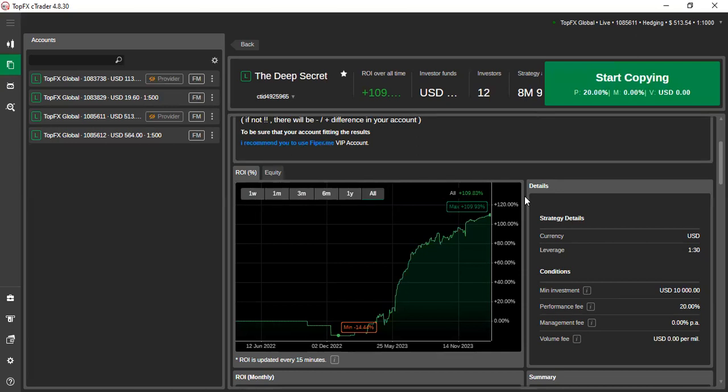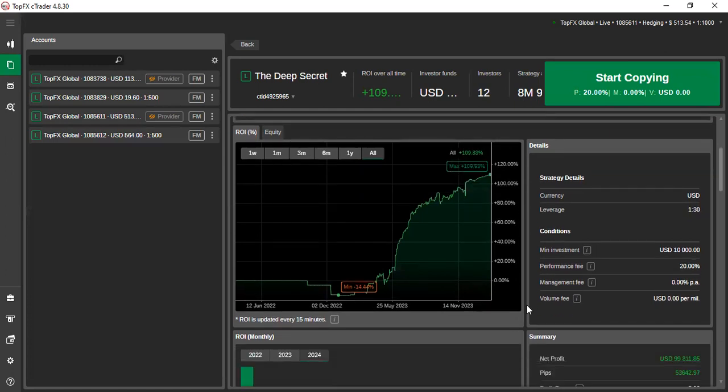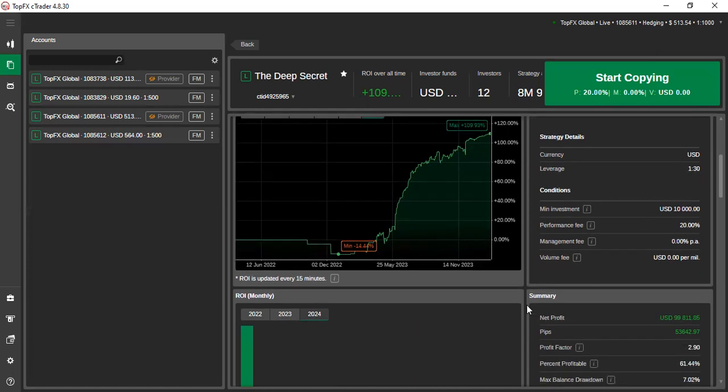There are other fees here. We have management fee, and then we also have volume fee. Management fee is for if the trader wants to take money from you before you even start with the copy trade, but most people are not charging that. Most strategy providers are not taking that fee. So mostly what they take is the performance fee, that's when they make profits on your account.